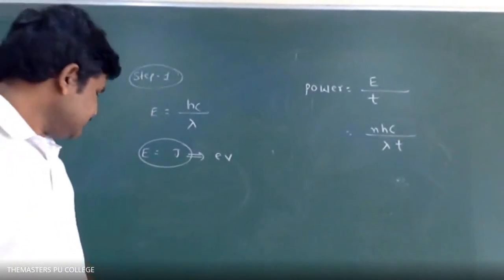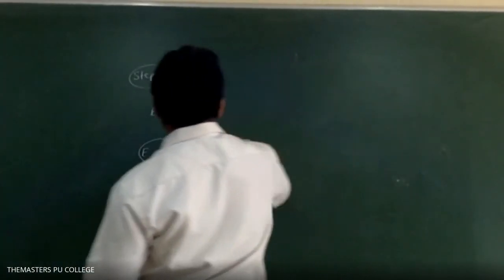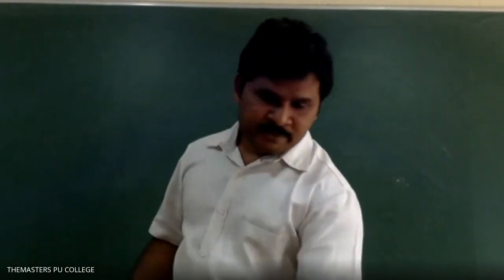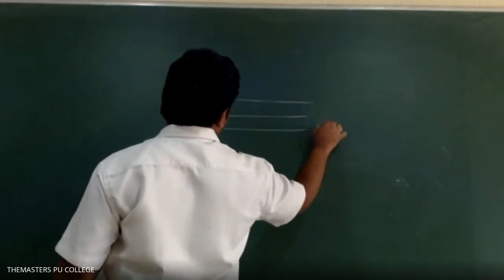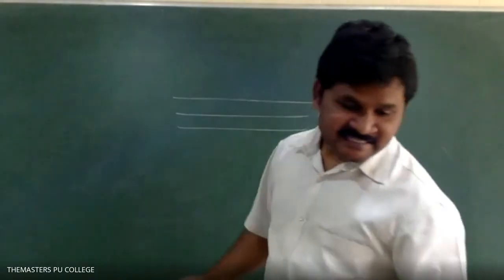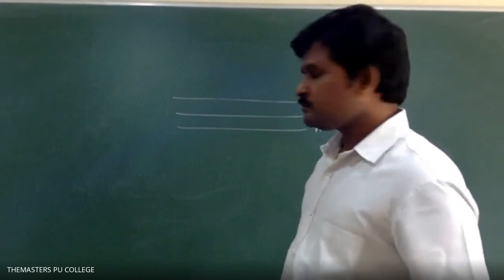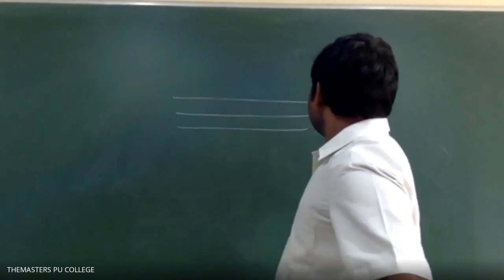Next, question 24 I will explain. Energy levels A, B, C. Which has the least energy? This is EA, this is EB, this is EC.